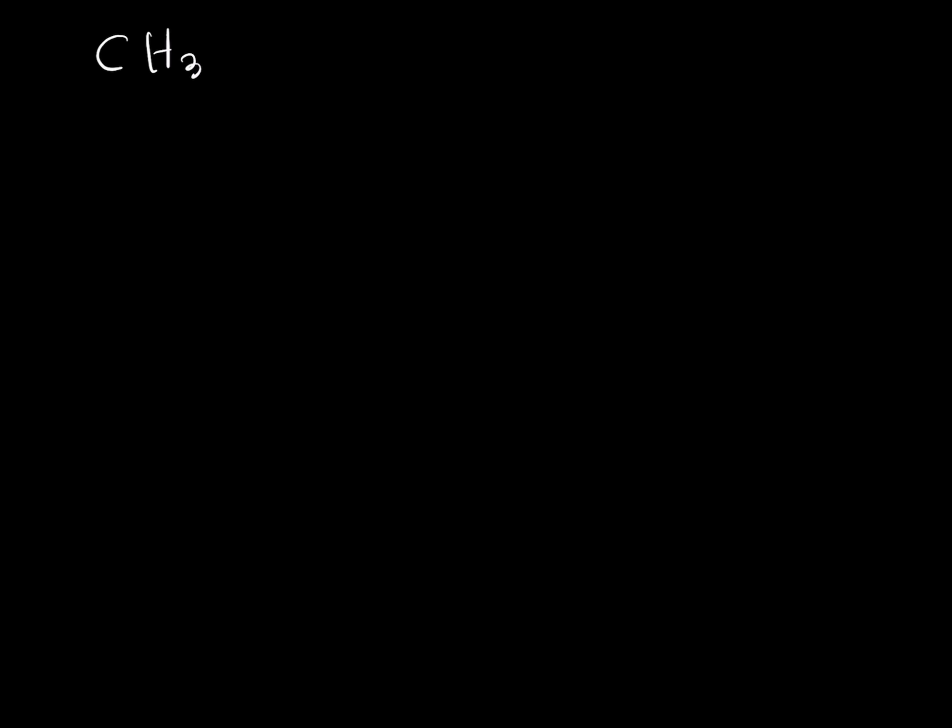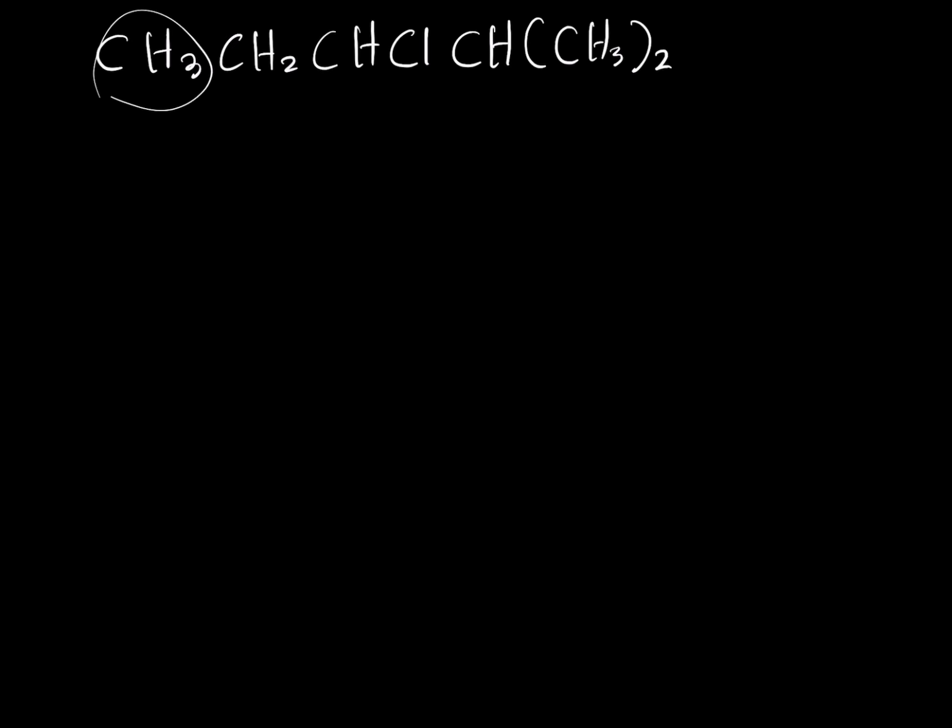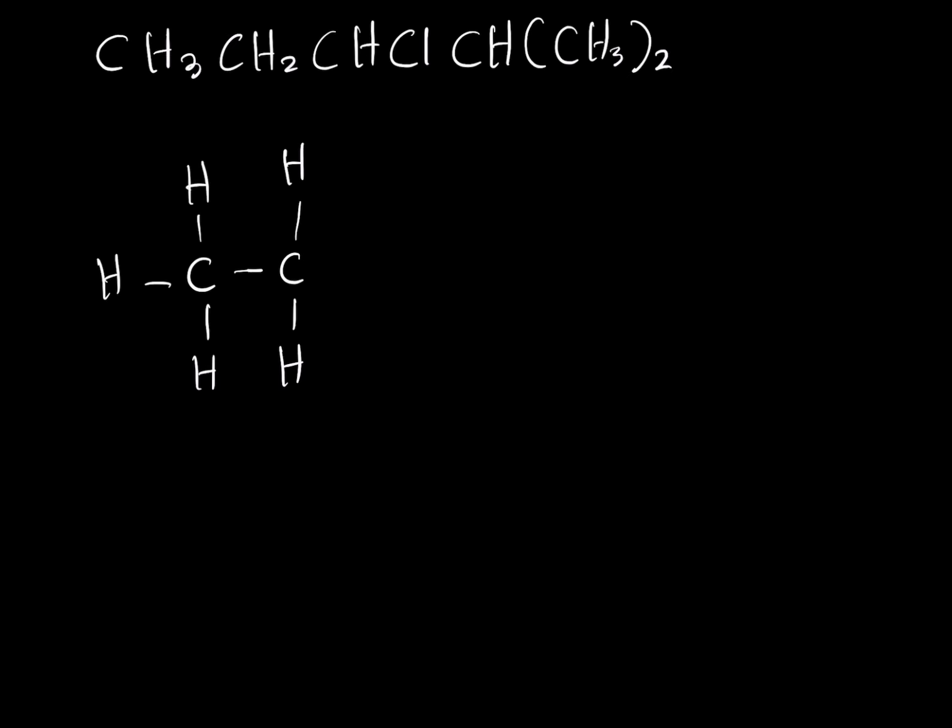Try this example. CH3, CH2, CHCl, CH, CH3, 2. So once again, we start on the left with a CH3. And then we have a CH2. So we draw the carbon with 2 hydrogens attached to it. And then we have a CH. And then we have a Cl. That Cl is going to go on the same carbon.